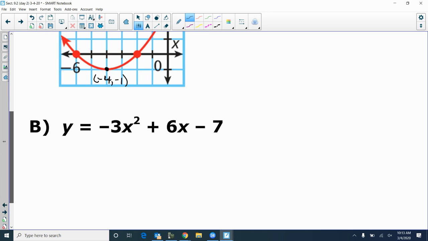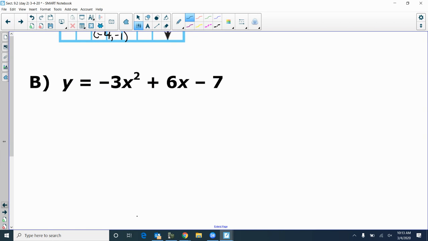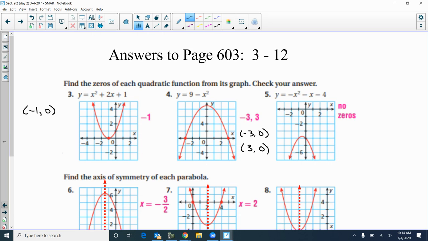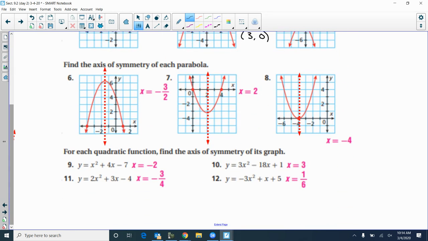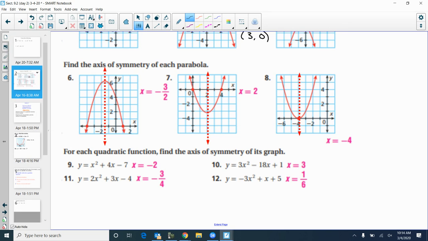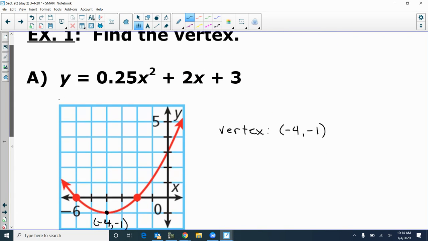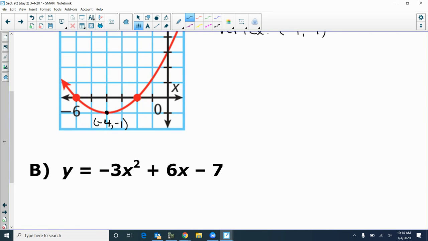What did we do that to find from the homework? Okay, we use that to find the what? Axis of symmetry. Now we can use that. Okay, we do need to know. And now if you take a look at this one right here, axis of symmetry always goes through the vertex. So we do need to know that.